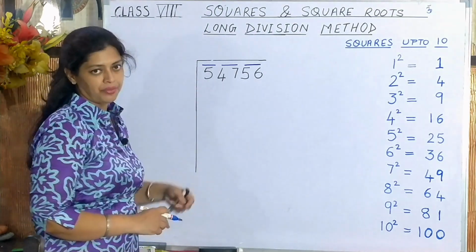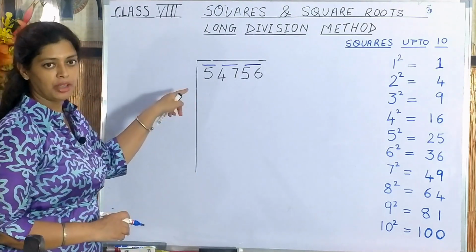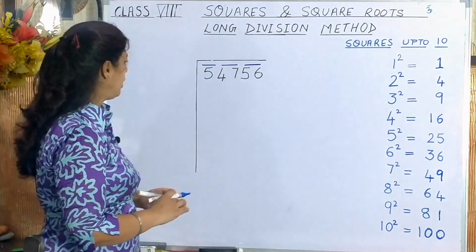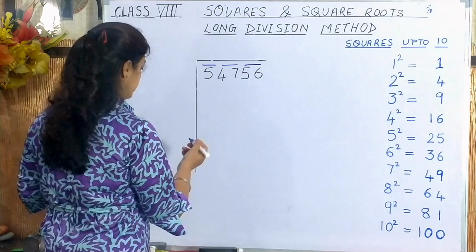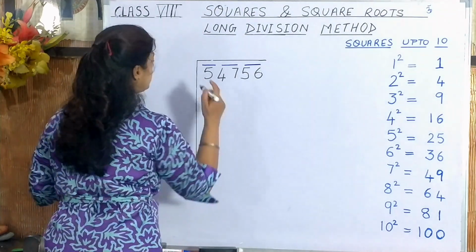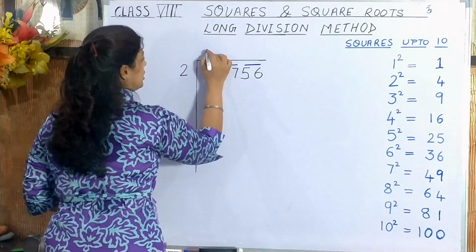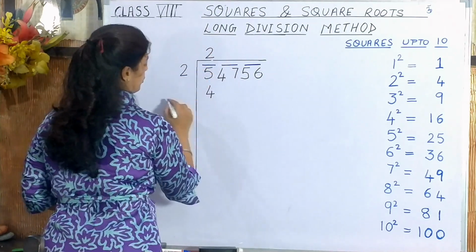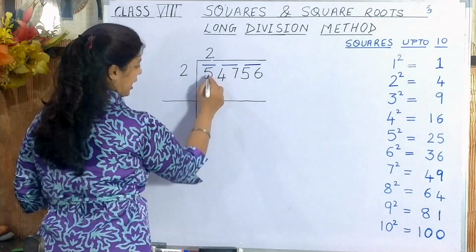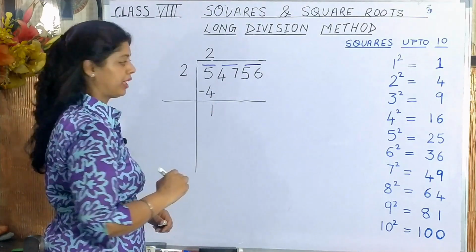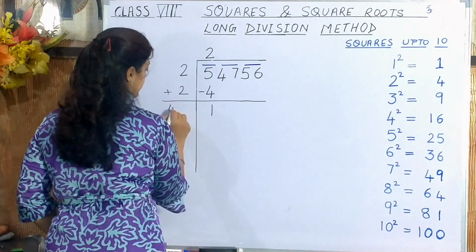The first group is 5. So the next step is to find a perfect square number which is equal to this or less than this. And we know that the nearest perfect square to 5 is 4. 2 into 2 gives 4. So I write 4 here. In the divisor's place I write 2. In the quotient I write 2. I subtract. I get the difference as 1. 5 minus 4 is 1. And over here I add the quotient, which gives me 4.